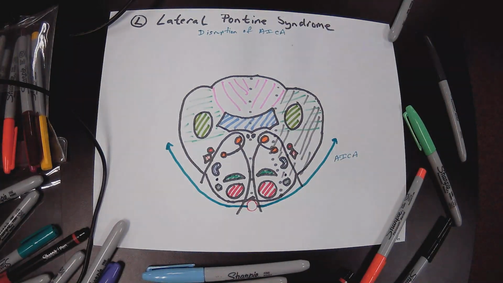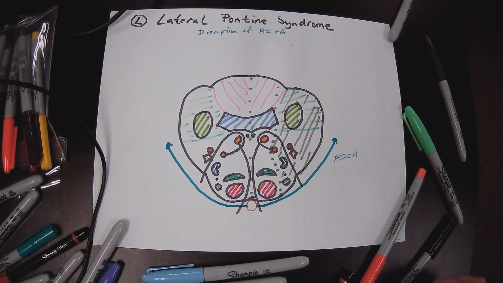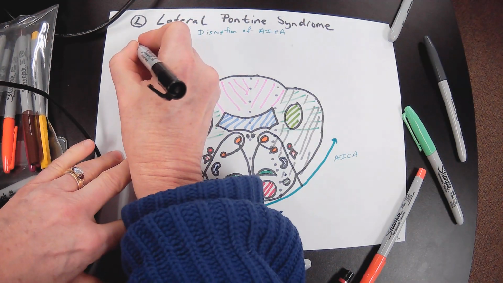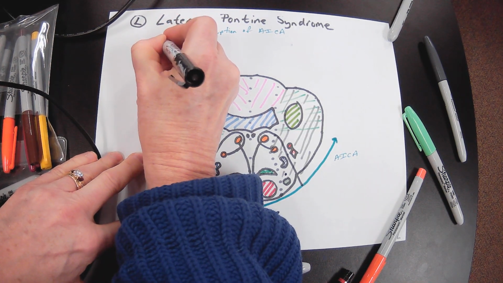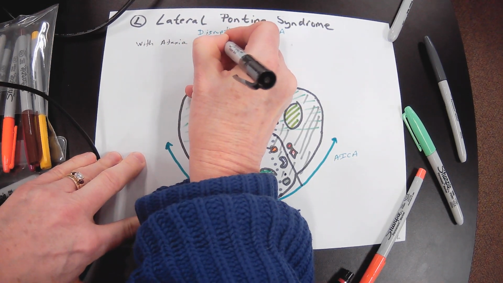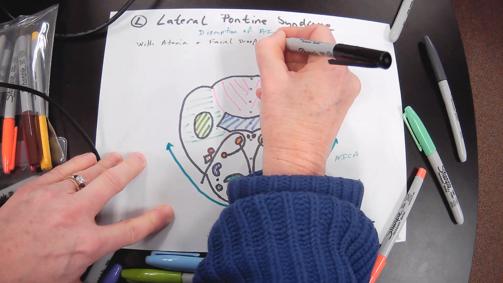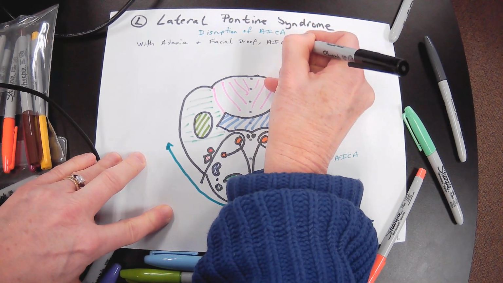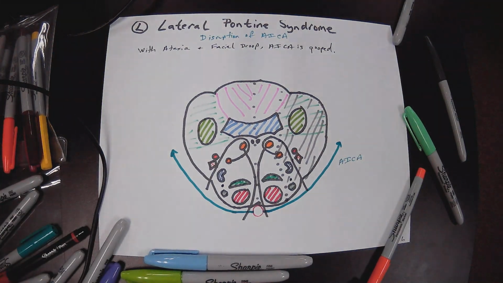AICA. Okay, with disruption of AICA, just a simple saying that you can remember is with ataxia and facial droop, AICA is pooped. Hope it helps.